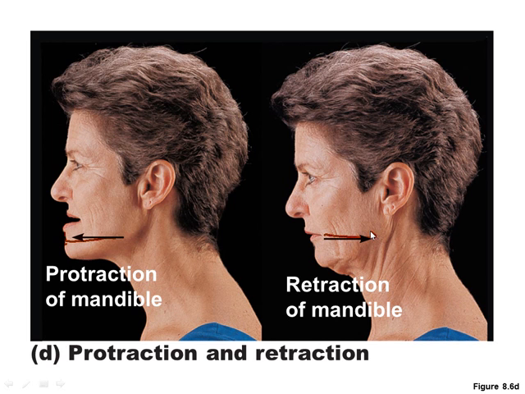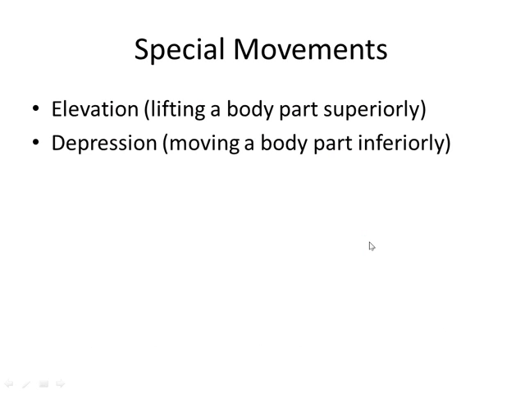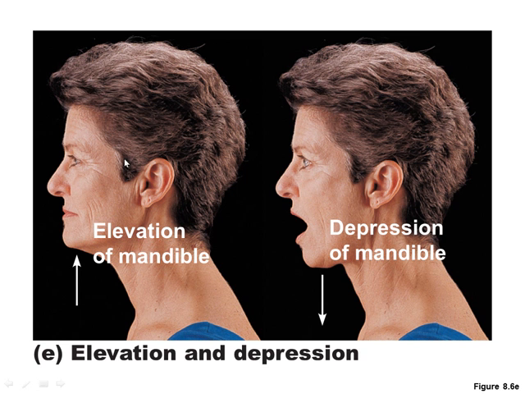Two other words for the jaw or other body parts. If you lift it, it's called elevation. If you lower it, depression. Again, the mandible is a great example of that. If you raise your jaw like you're closing your mouth, you're elevating the mandible. If you lower your jaw like you're opening the mouth, that is depression of the mandible.